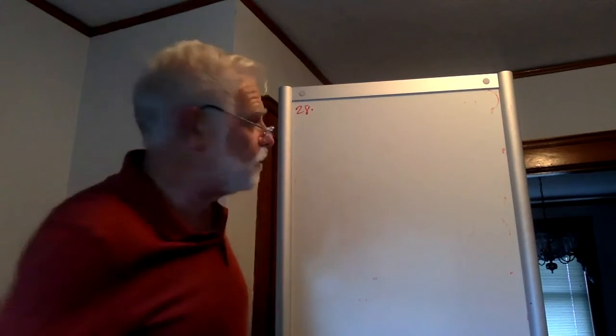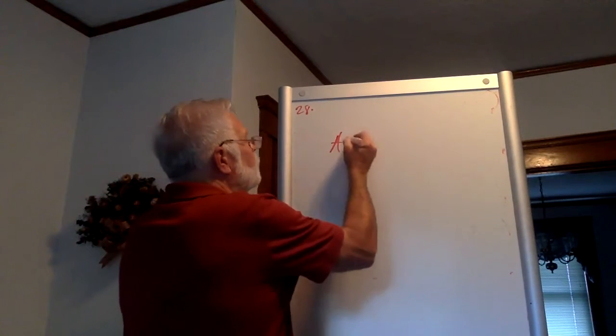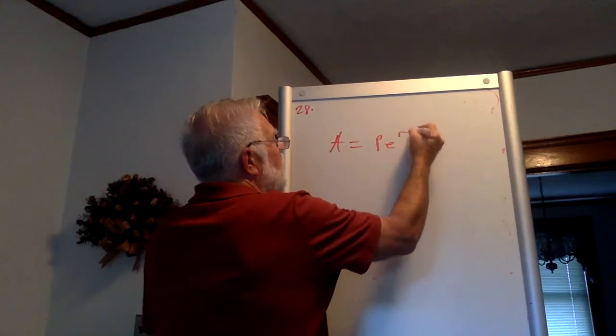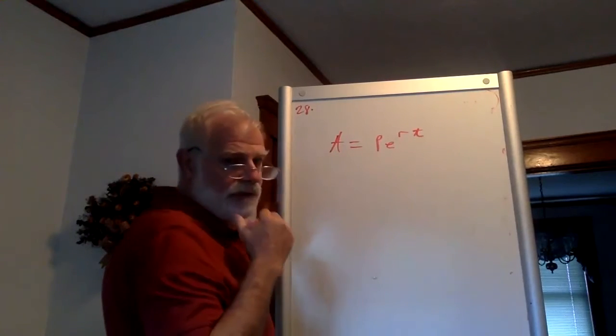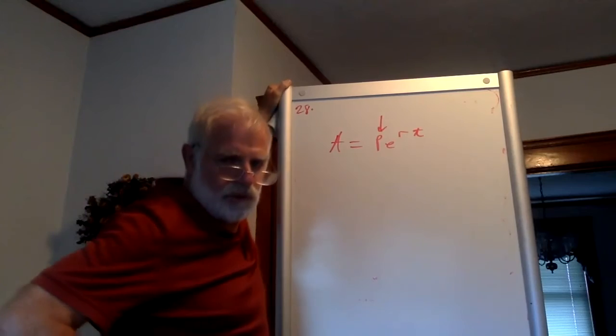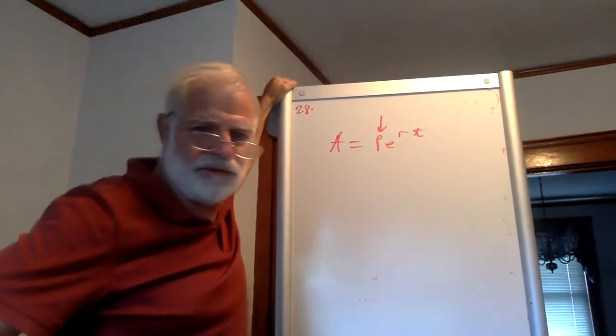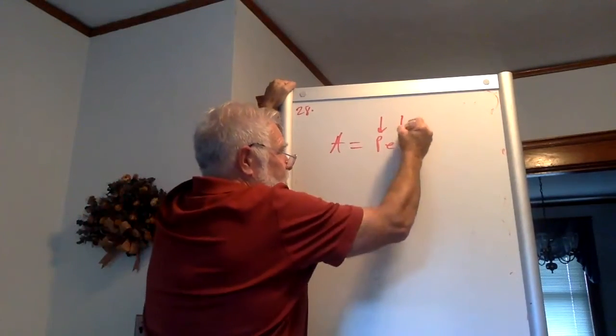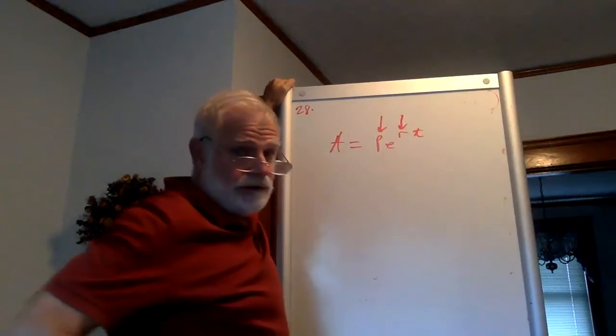All right, A equals P e to the rt, another problem you should have done last year. All right, this is compound interest. That's the principal. That's not the head of a school, public school. No, that's the principal. That's the amount of money you throw in the bank. This is the interest rate. We know what e is.